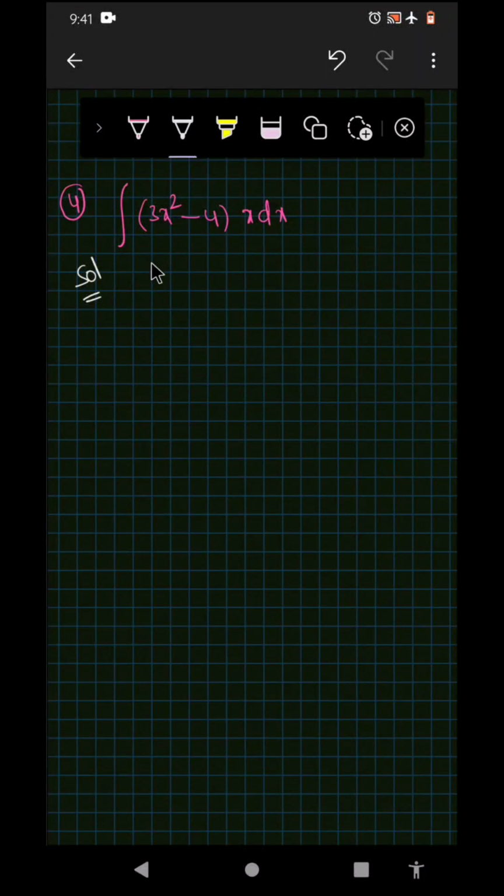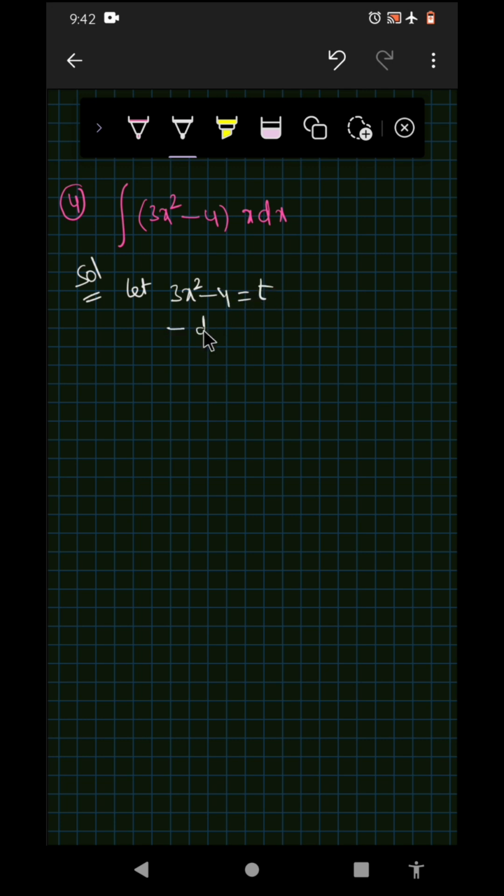Next problem, integration of 3x square minus 4x dx. So to solve this, let us take 3x square minus 4 as t. Let 3x square minus 4 is equal to t.